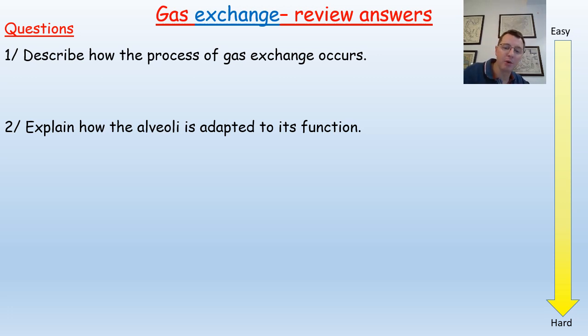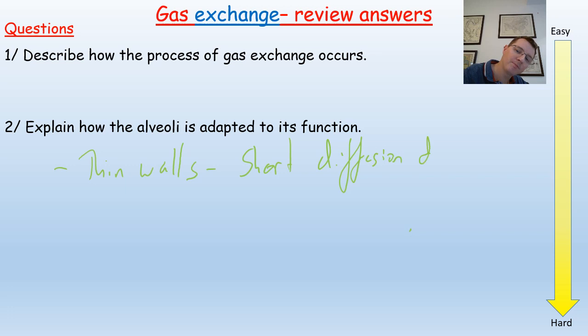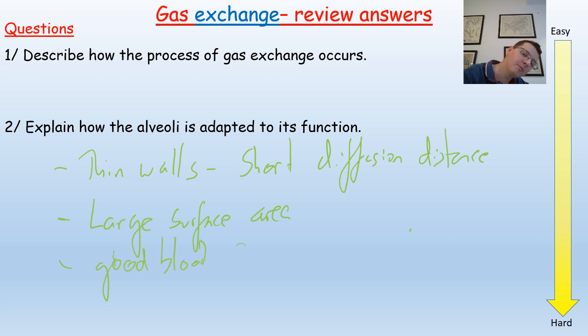How is the alveoli adapted to its function? Well, don't forget we need to talk about having thin walls, both the capillary and the alveoli. Therefore, we can have a short diffusion distance. We need to mention that we have a large surface area and a good blood supply to maintain the diffusion gradient.